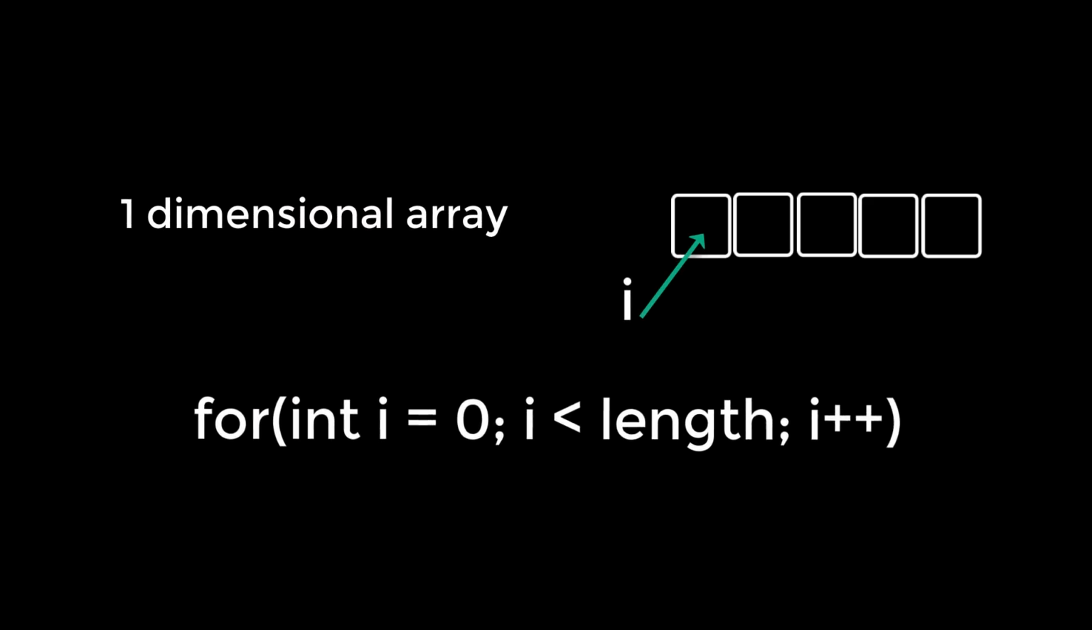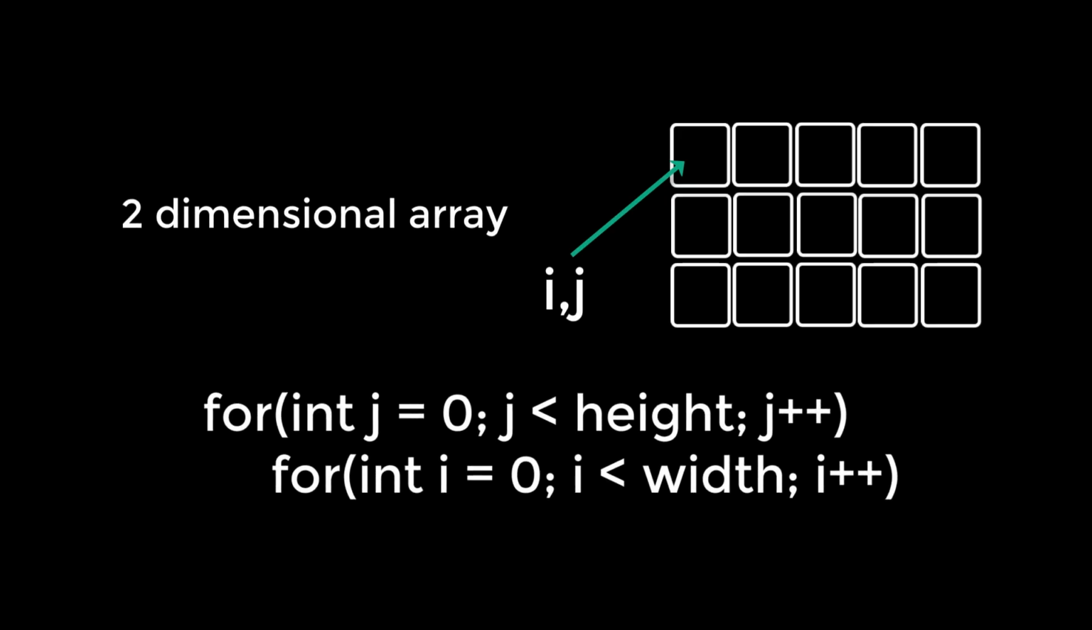A one-dimensional array, which is represented as a line of boxes in memory, is in a straight line. Each box has an index value, and we usually refer to that index value as an i counter when we create a for loop. The for loop to loop through this entire one-dimensional array would be a single for statement like this: int i = 0; i is less than the length of your array; then add 1 to i to go from one box to the other.